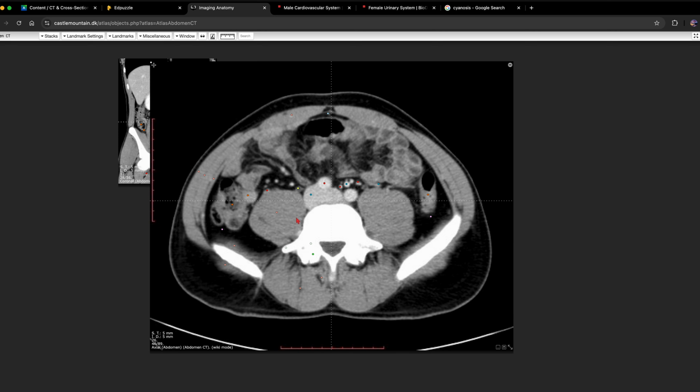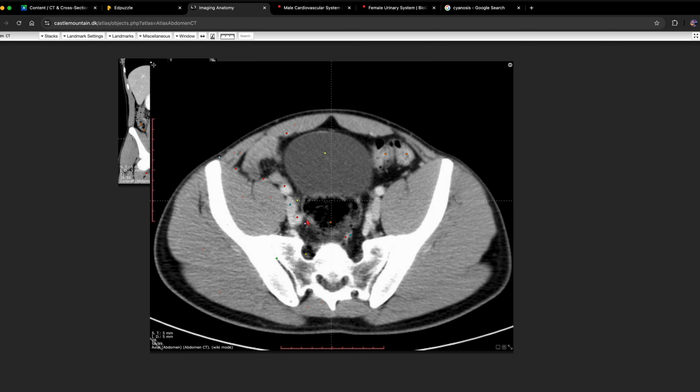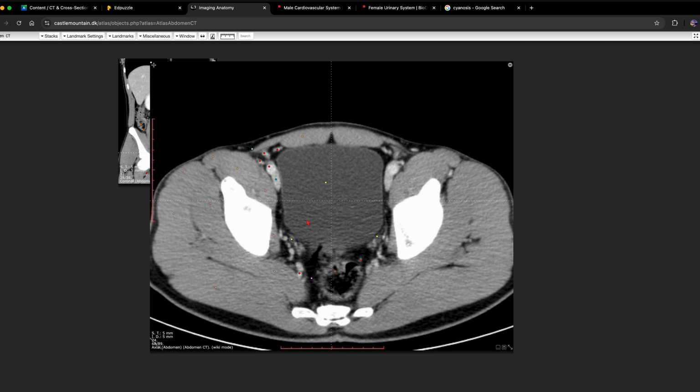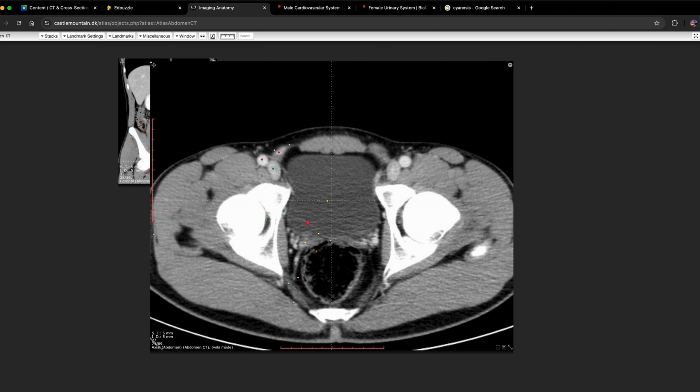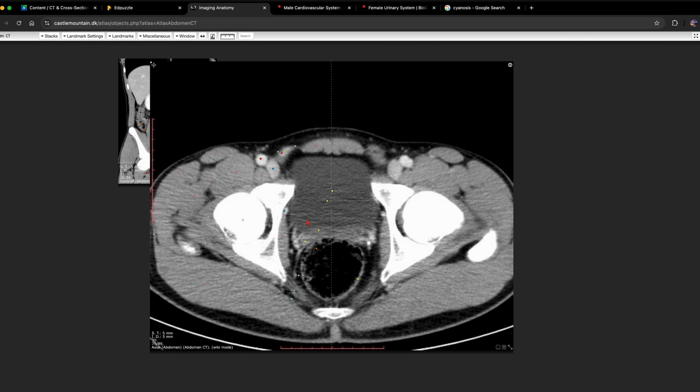It's hard to follow sometimes. As a radiologist, it's easier for you to follow, but it's hard if you don't have the trained eyes. And that empties into the bladder right there.